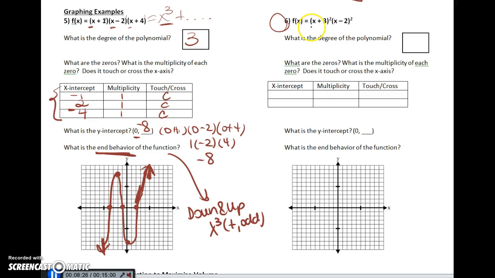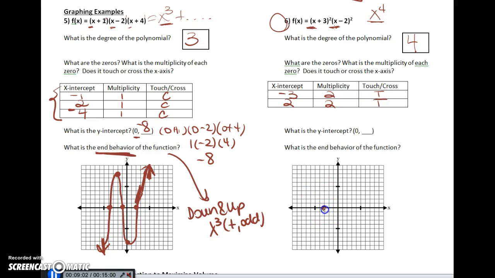Okay, so number 6 has a degree of 4. Once again, without actually foiling it out, if I were to foil this, I would get an x squared. If I were to foil that, I would get another x squared, which means that once I foil, the biggest thing I could possibly get would be an x to the 4th. Once again, it's a single x and a single x, so that's why I know my coefficient out front is 1. So the degree of my polynomial here is 4. The zeros are negative 3 and 2. That comes from my two factors. Both have a multiplicity of 2, which means it will touch at both of those points.